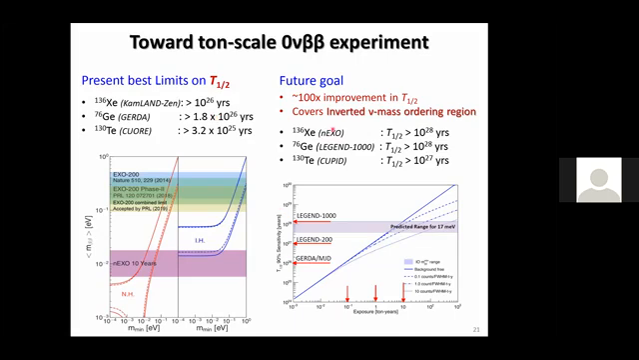So in particular, the nEXO and LEGEND experiments are aiming at 10 to the 28 years. nEXO is a 5-ton liquid xenon TPC, and LEGEND is a ton-scale germanium detector, in a phase from GERDA to LEGEND-200 to LEGEND-1000. So suppose that those experiments didn't discover the events. What will happen if we go down this deep?